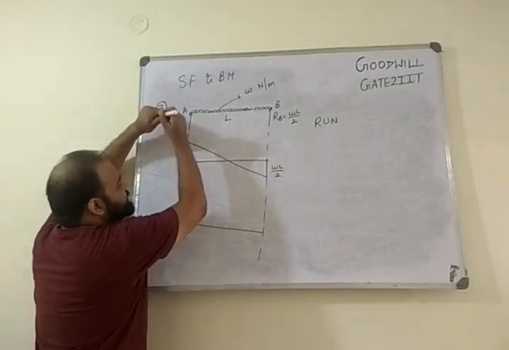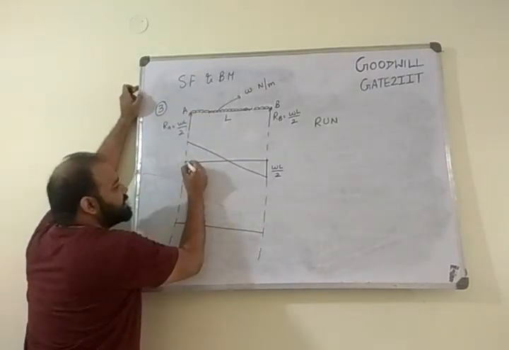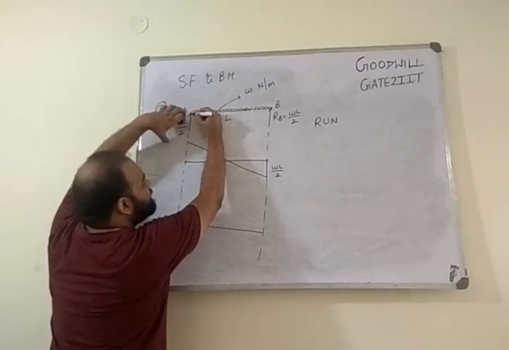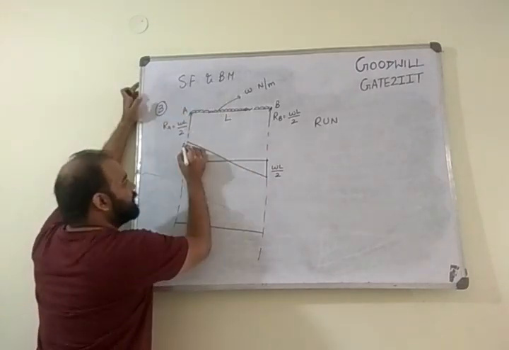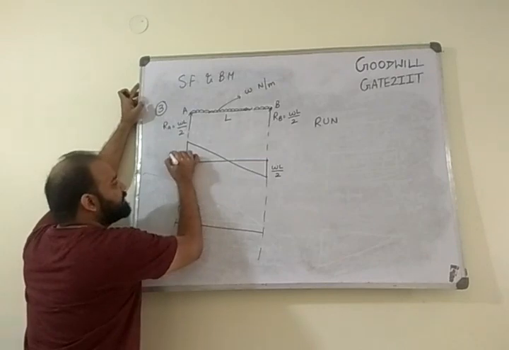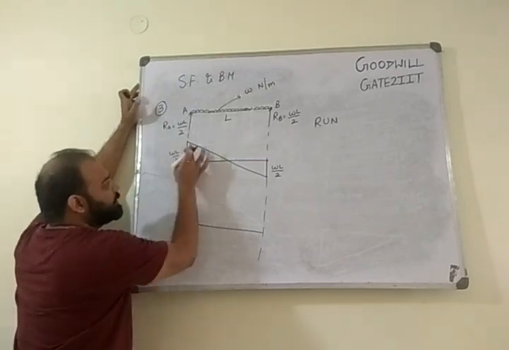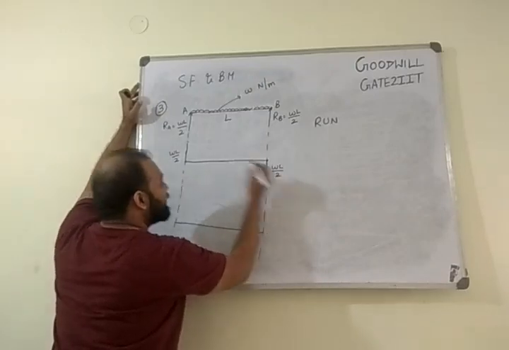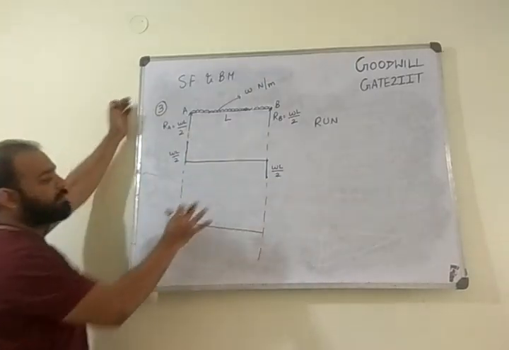Now what you observe on left hand side? At point A, there was nothing. When you move slightly on the right hand side, now see on left hand side what forces you have, WL by 2, and it is going up. Going up means positive with a magnitude of WL by 2. So you end up with this diagram basically. If you have doubt, you are here and you are here. This is clear to everyone.